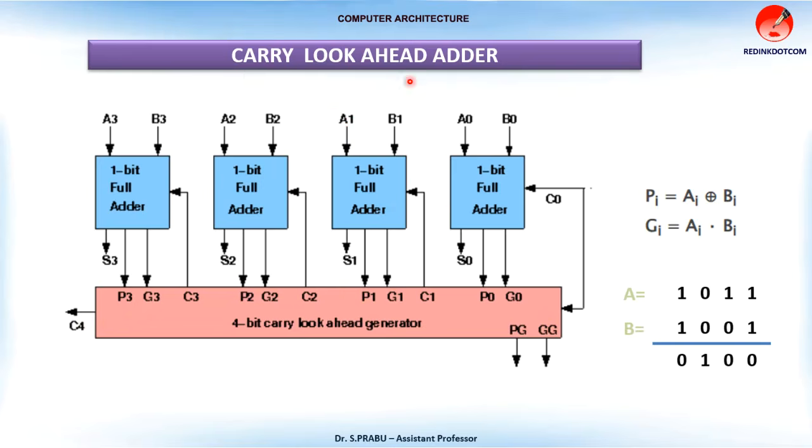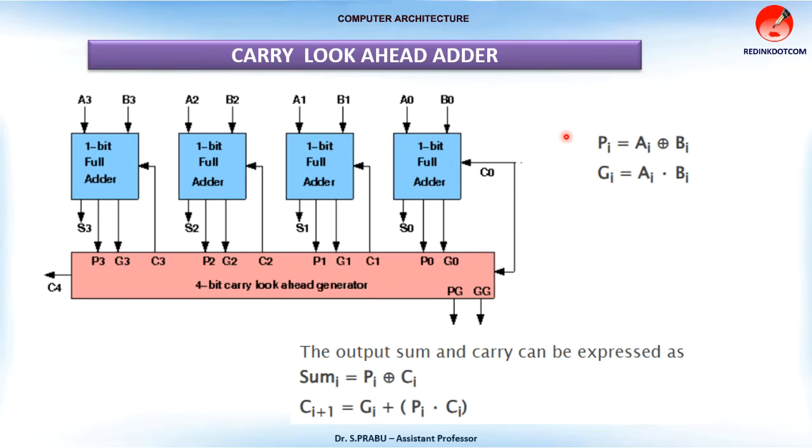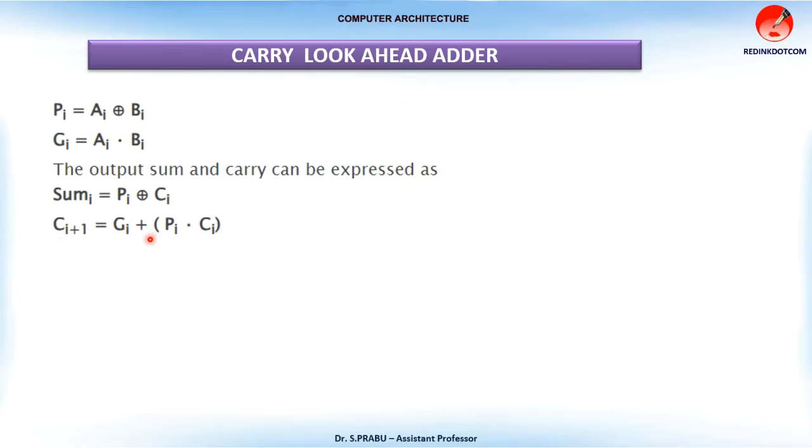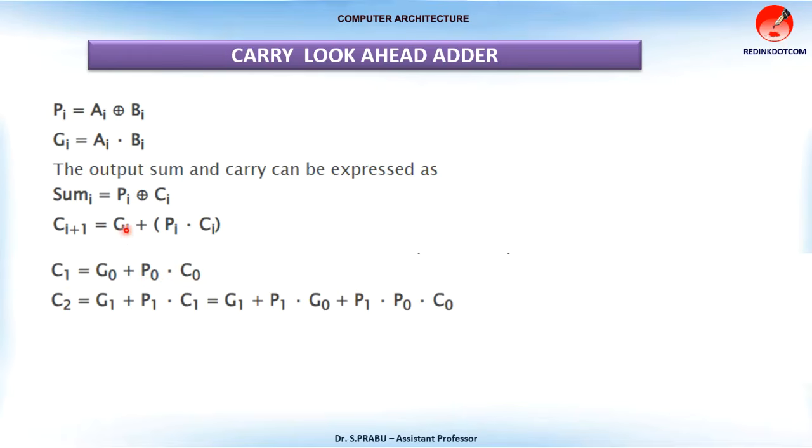Let's see how the carry look ahead adder can be designed. It has two important functions called propagate and generate functions. And sum and carry can be expressed in this expression. Sum equals P XOR C, carry equals G plus P dot C. First assign i equal to 0 in this expression. So C1 becomes G0 plus P0 dot C0. When you assign i equal to 1, C2 becomes G1 plus P1 dot C1. In the previous expression, we already know the value for C1. We just assign this C1 value here, and after expansion, you can get this value.